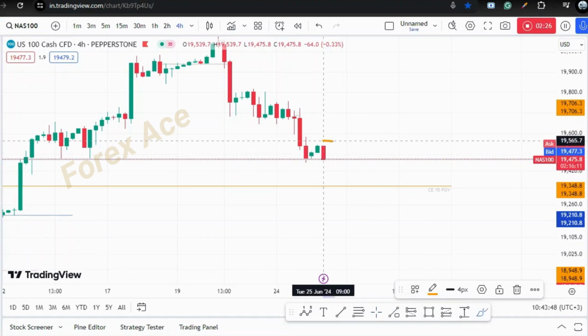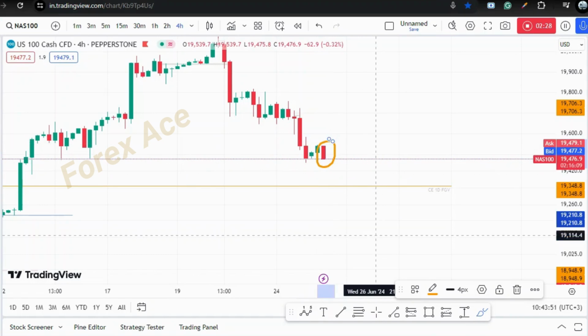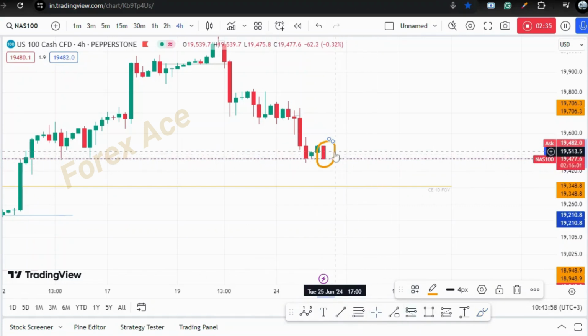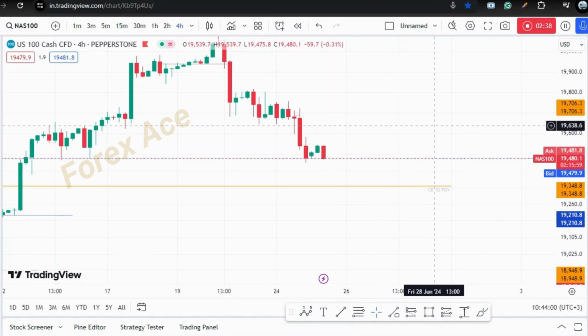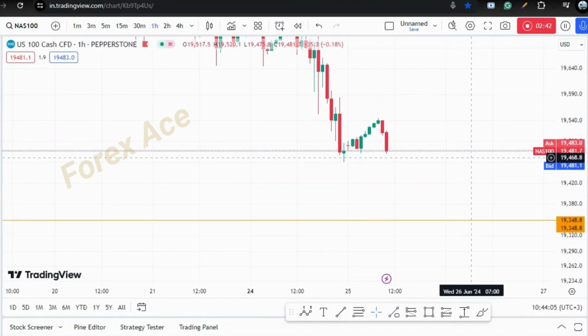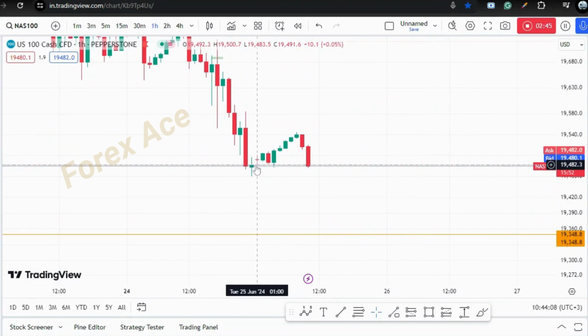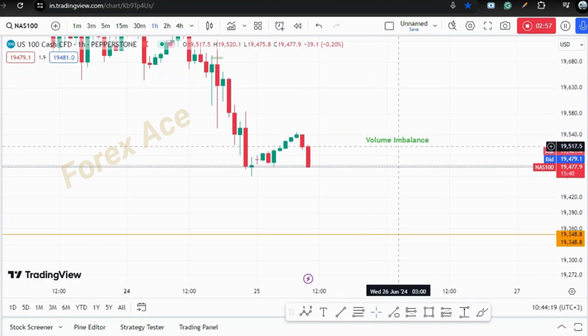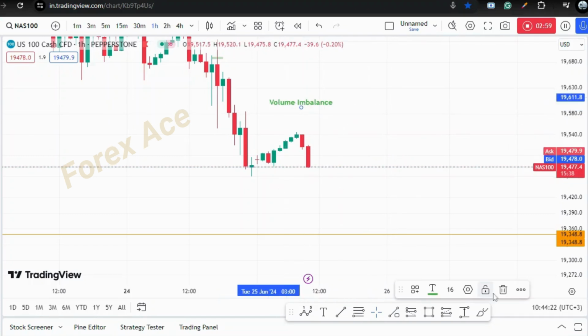This one, that candlestick, I would have scalped 20 handles from that candlestick. So let's go to the 60, that's the 1 hour mini time frame. So if you look at this, we have a gap here. This is what we call volume imbalance. This is a concept that I learned from ICT, volume imbalance.